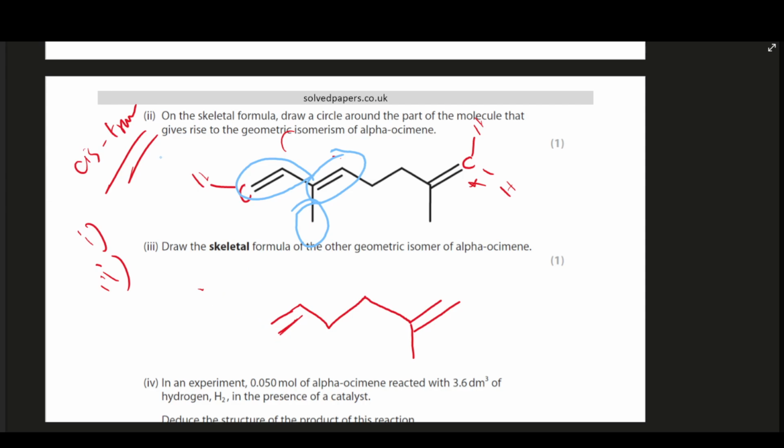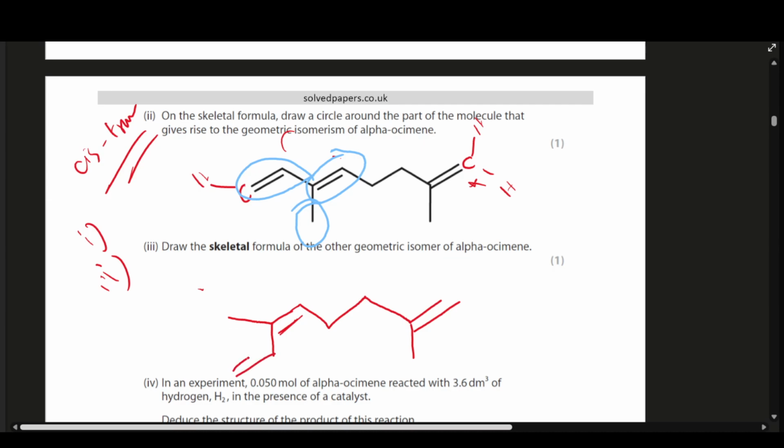Okay, so what's going to happen? Just interchange, nothing else. If we interchange, this one will go up. That means this one is going to go up. And that guy is going to go down, I believe. Yeah, that guy is going to go down, like this part right here. So something like this. I brought this guy down and I took this guy up. But that's it. Nothing else basically. So this is the other geometric isomer of alpha ocimene.